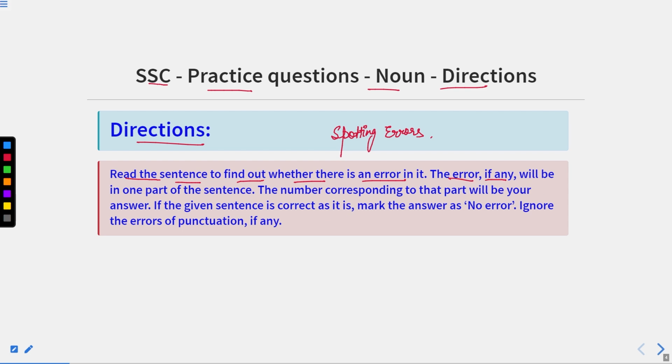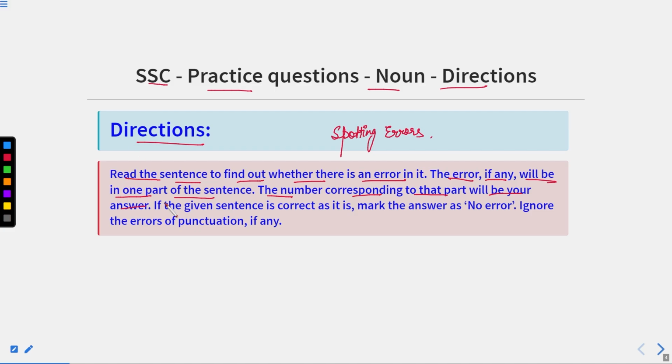The error will be in one part of the sentence. It means the error will be only in one part. It is not like that multiple parts contain errors. Only one part will be grammatically incorrect. The number corresponding to that part will be your answer. It means you only have to recognize which part contains the error. You need not rectify it first of all, and the number corresponding to that particular part that contains the error will be your answer.